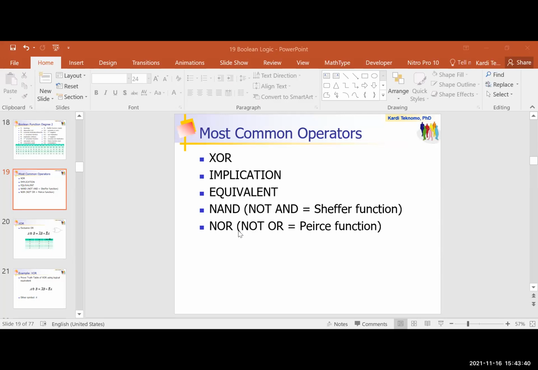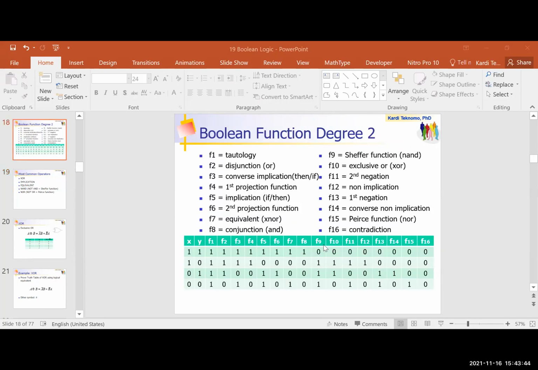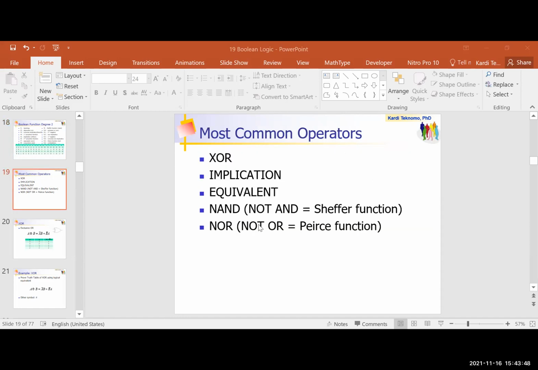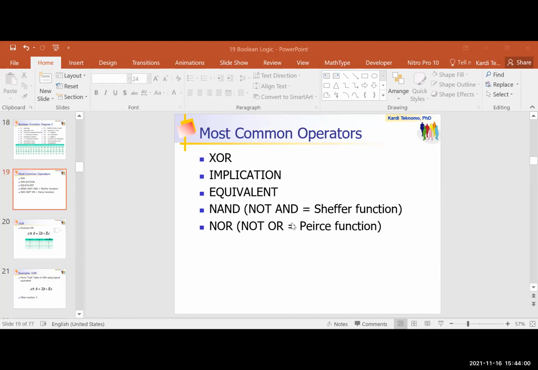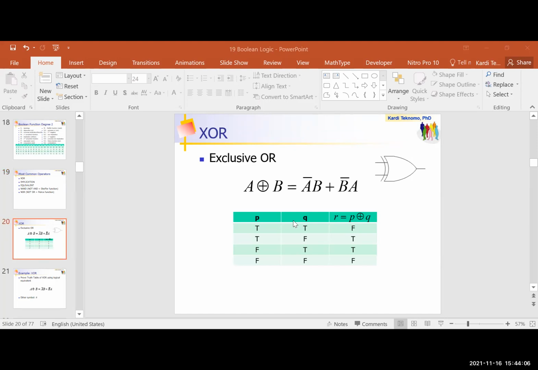Okay, these are the most common operators out of the 16. So the projection, and what is this? Second negation, first negation, non-implication we did not include, right? So these are the most common operators aside from AND, OR, and NOT.